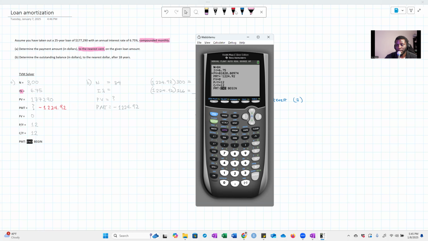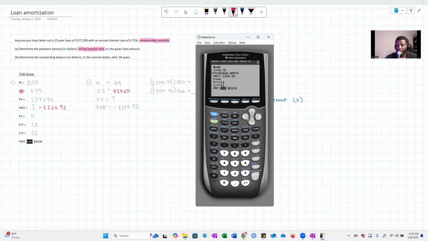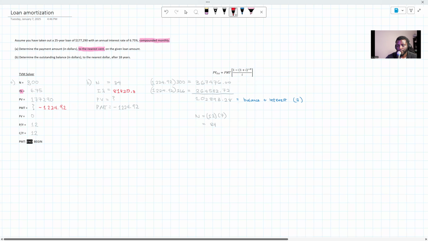So the amount that's owed after paying that amount for 18 years would be $81,820.81. Painful, right? I don't know about you, but that seems like a lot after paying for 18 years. But that's because a huge chunk of the payment actually went towards interest. So that's the balance on the initial loan amount of 177,290. So that's the balance section of this.